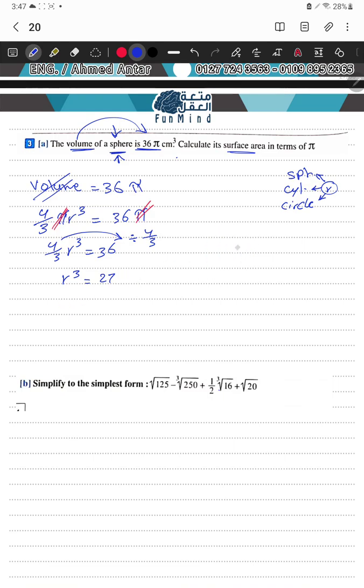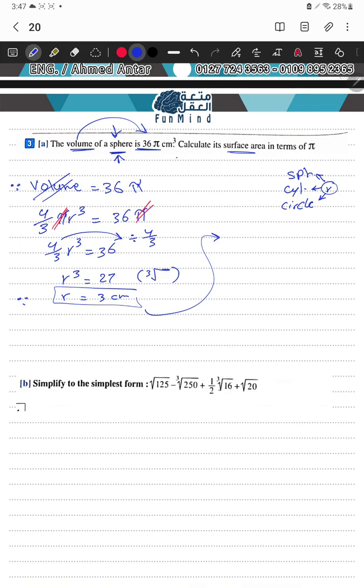So now r power of 3 equals 27. Then you can take the cubic root, then the radius equals 3 centimeters. This is the radius, and by the radius you can get anything that you want.